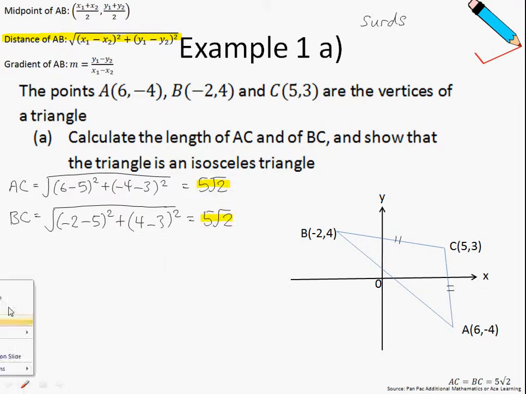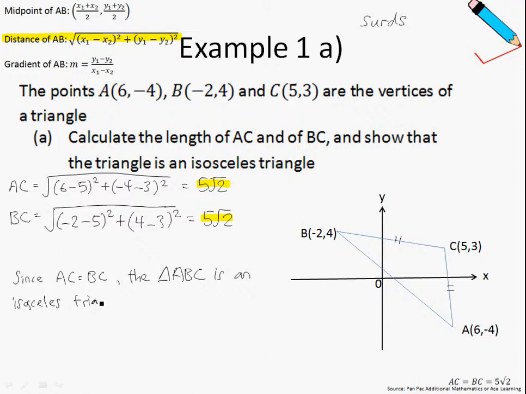So let me write out a mathematical statement for this. Since AC equals BC, the triangle ABC is an isosceles triangle. And that's it. I hope this is a simple example that shows you how to apply the distance formula.